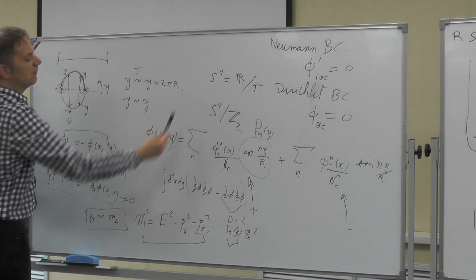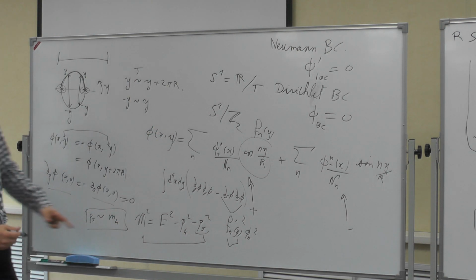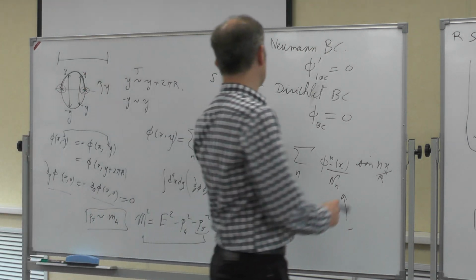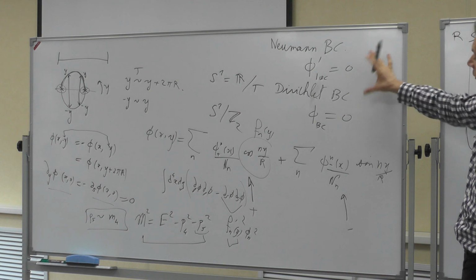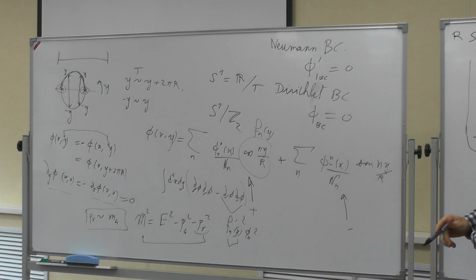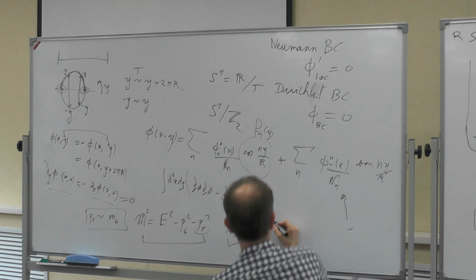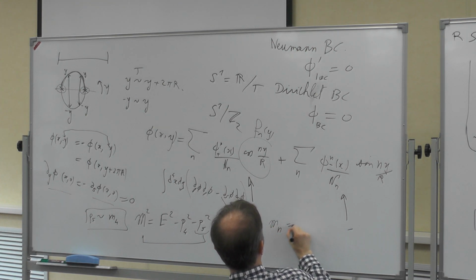So for this simple compactification, clearly the momentum is quantized. It's quantized by this boundary condition. It's really like doing quantum mechanics in a box. So you have a quantization of the momentum, and you have a mass, M n, which is simply n, an integer, divided by r.